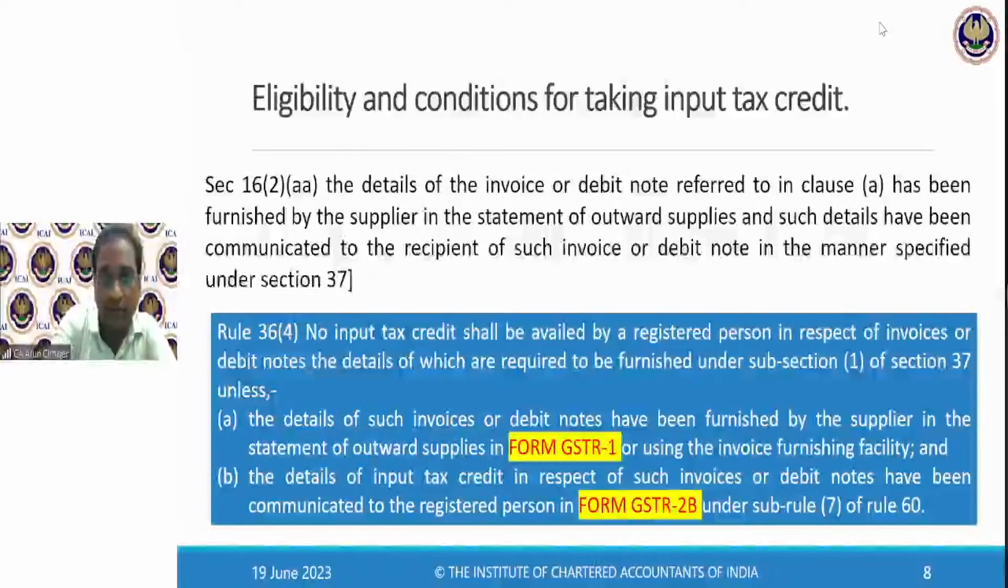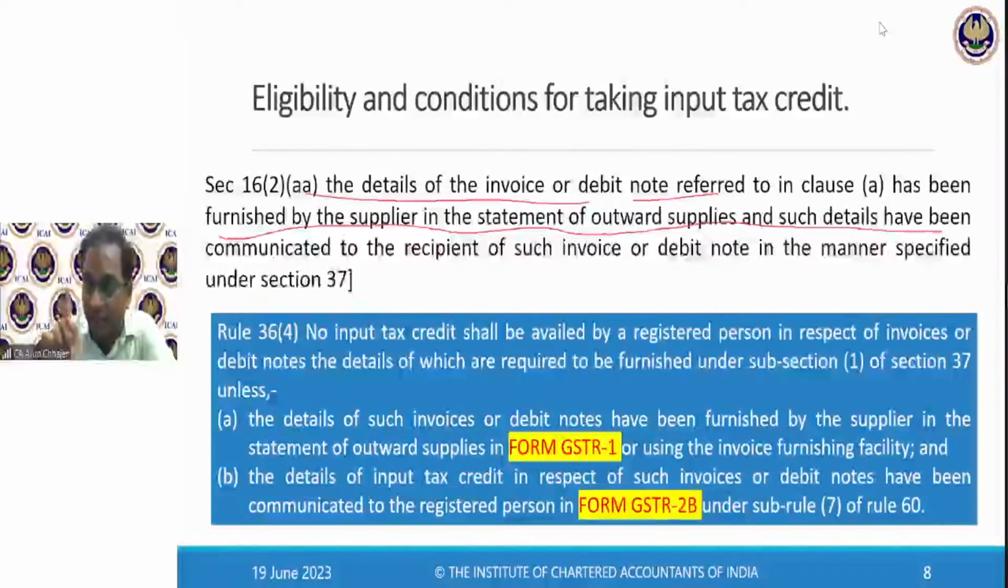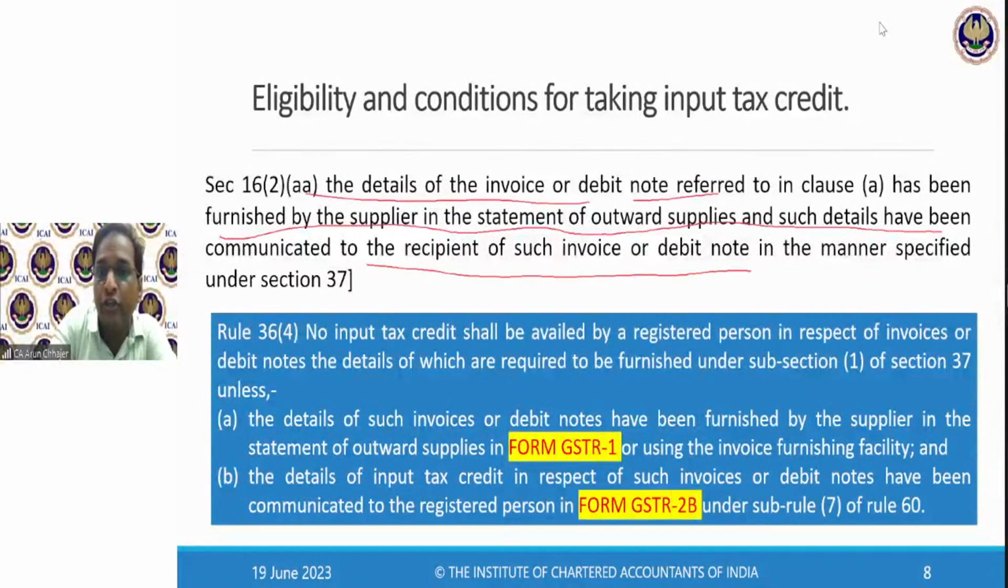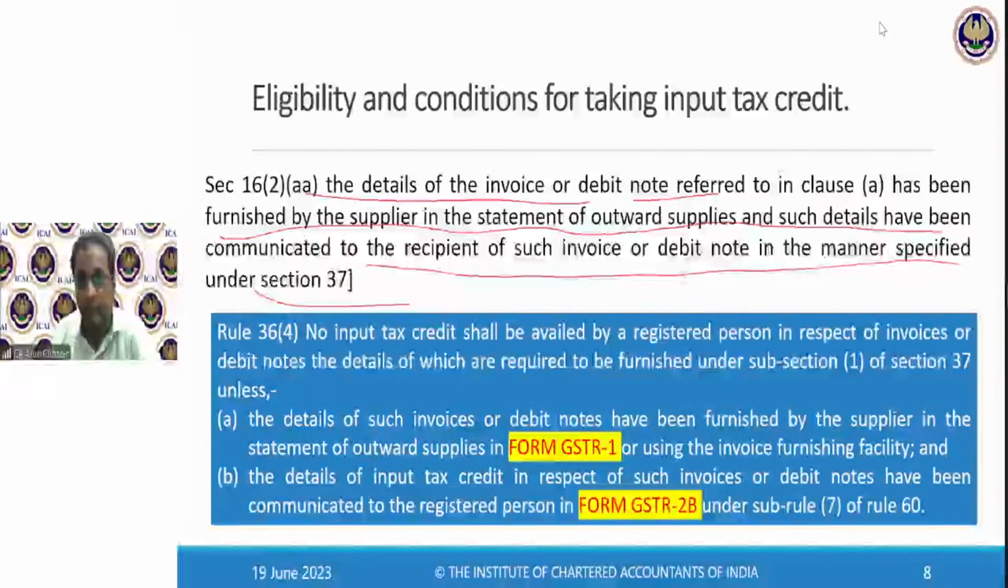Now read the language once again. The details of invoice or debit note have been furnished by the supplier in the GSTR1, and then it has been communicated to the recipient in the GSTR3B, GSTR2B. Whether 16 subsection 2AA is restricting those ITC where supplier is not required to file the R1. What is being written in the 36(4)? The details of such invoice or debit note have been furnished by the supplier in the R1. Whether foreigner will file R1?